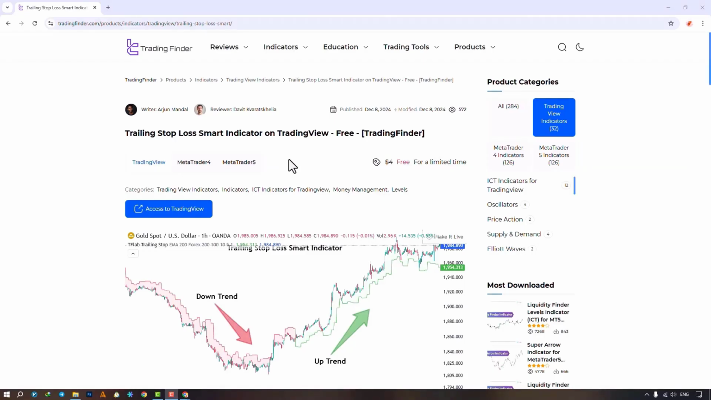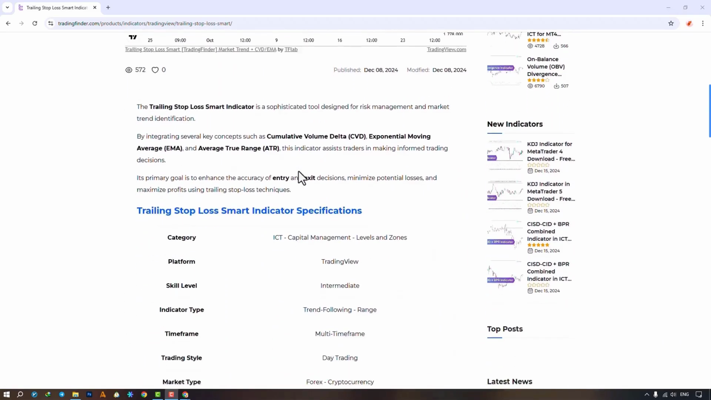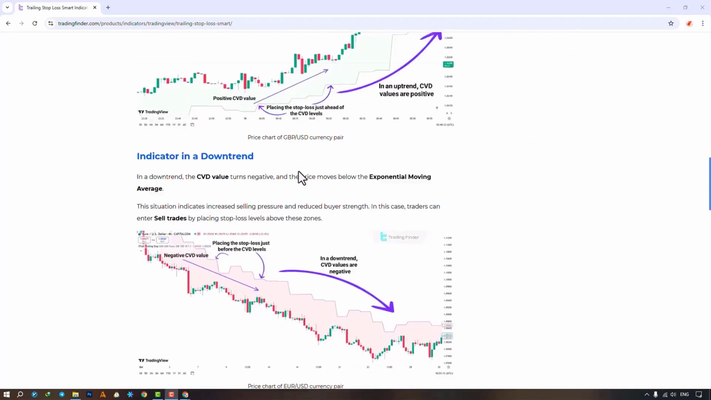The Smart Trailing Stop indicator is available for various platforms on the TradingFinder website. From this section, you can access this indicator on the TradingView website. Traders can read to understand the indicator's functionality. To access it on TradingView, search its name in the Indicators section. For quicker access, add it to your favorites using Add to Favorite.